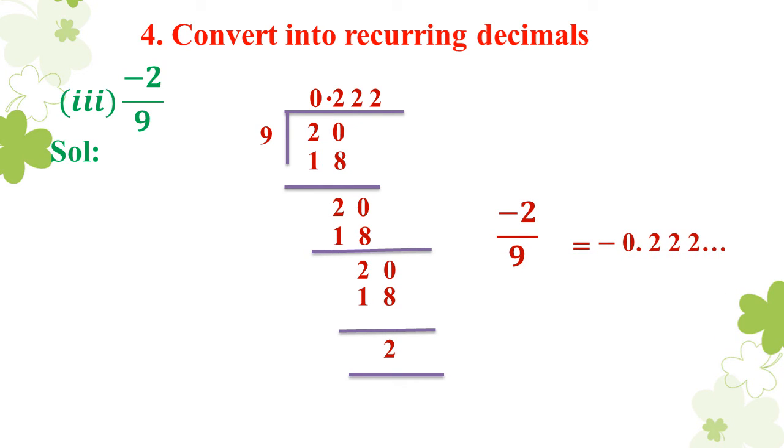Minus 2 by 9 equals minus 0.222 and so on. Such decimals are called non-terminating recurring decimals. Here 2 is repeating itself. So we can write it like minus 0.2 with a dot, or minus 0.2 with a bar. This is a recurring decimal.